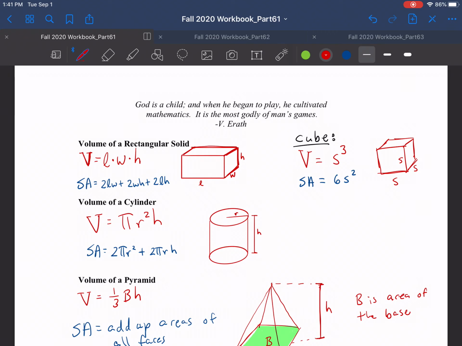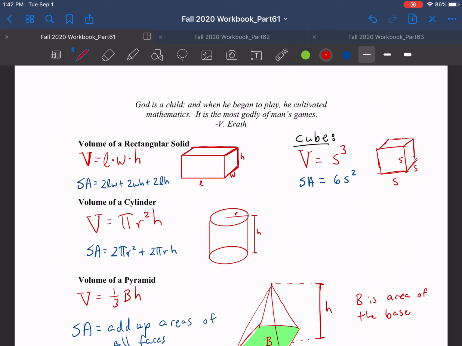All right, hello everybody. Let's get started on this next section here. Here we're going to talk about volume and surface area. So we're going into the more three-dimensional shapes now. Instead of squares and rectangles, we'll talk about cubes and things like that, and cylinders.